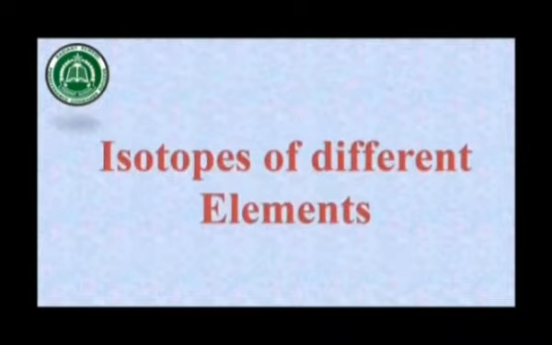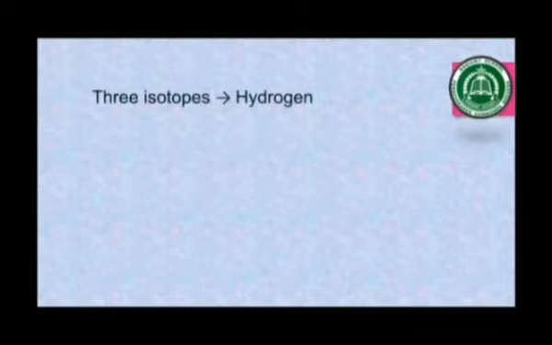Now let's start the discussion about the isotopes of different elements. The first element is hydrogen. Isotopes of hydrogen. There are three isotopes of hydrogen. Number 1, hydrogen 1, protium. Number 2, hydrogen 2, deuterium. And number 3, hydrogen 3, tritium.